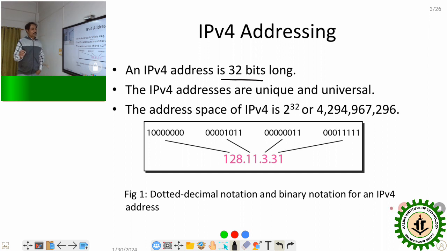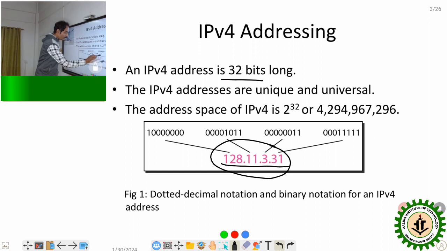Most of us are familiar with this kind of notation of an IP address, because nowadays we all use smartphones and smart devices, and whenever a smart device is connected to the network, it will have an IP address associated with it. With IPv4, this type of IP representation is known as dotted decimal notation.